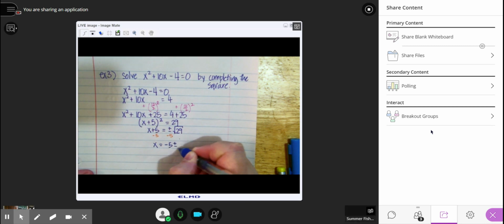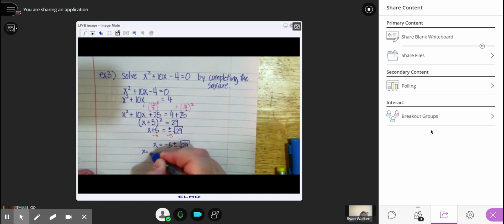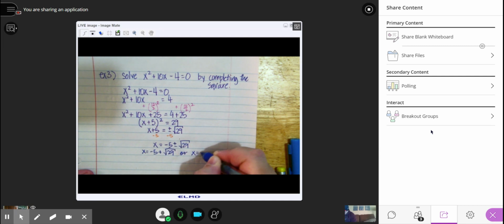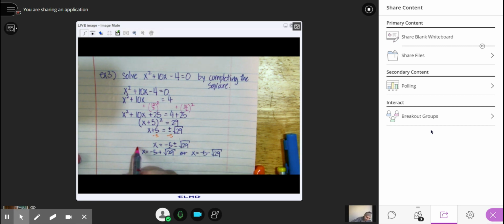Negative 5 plus or minus the square root of 29. So negative 5 plus the square root of 29, or x is equal to negative 5 minus the square root of 29. Now, 29 is a prime number, so it won't break down.